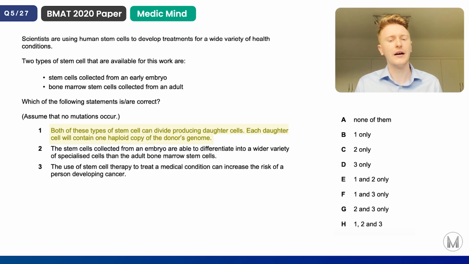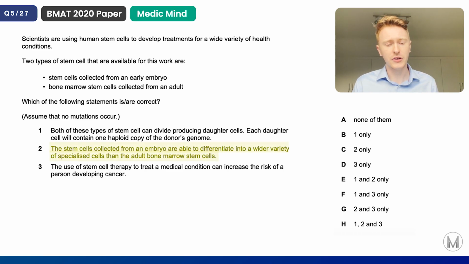But each daughter cell will contain one haploid copy of the donor's genome. That bit about the haploid is the problem here. In fact, they would contain a diploid copy of the donor's genome because the cell has identically replicated itself. Haploid essentially means that it has half the amount of genetic information, and you should remember that only gametes are haploid. So 1 is incorrect.